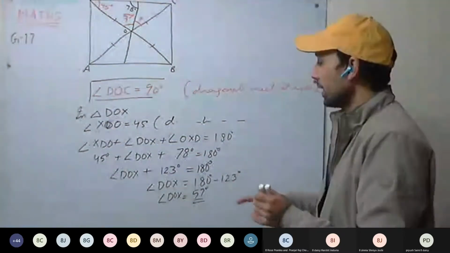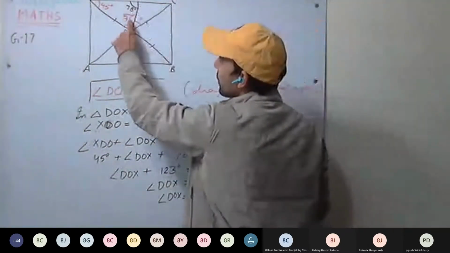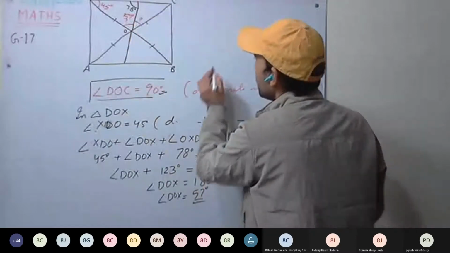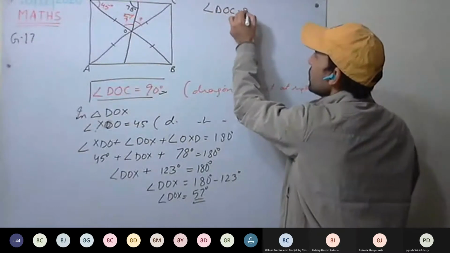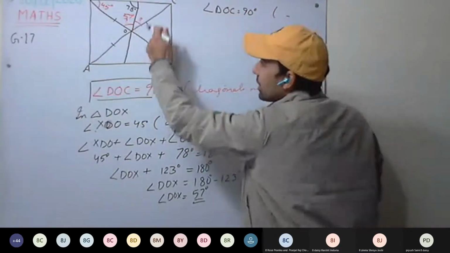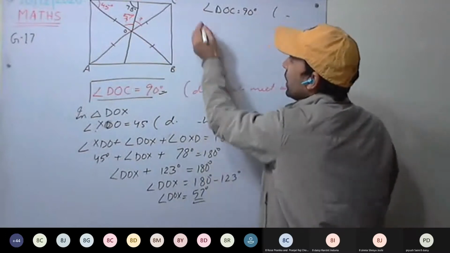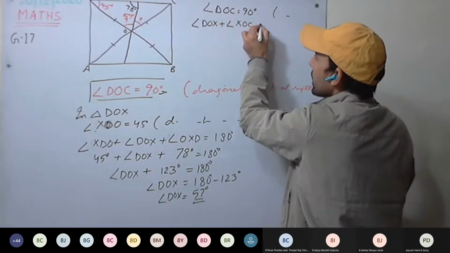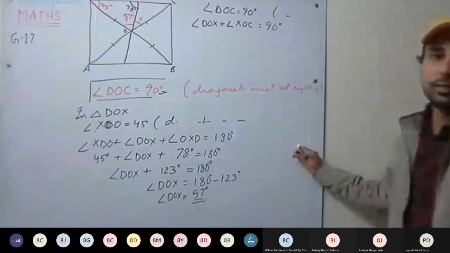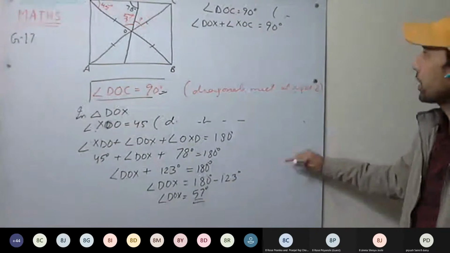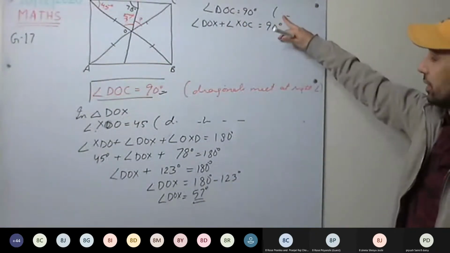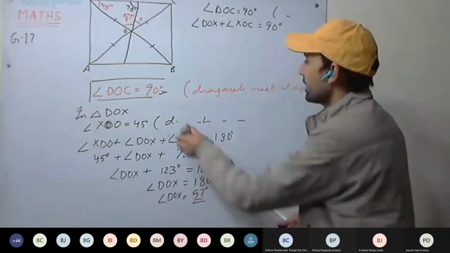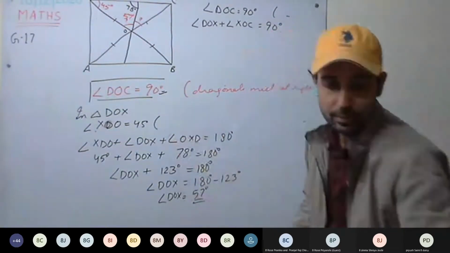Okay, so see here, angle DOX we have calculated 57 degrees. This angle we can easily calculate. So this we have already written. So next step, angle DOC equal to 90 degrees. Reason, diagonals meet at right angle. Okay, so angle DOX plus angle XOC equal to 90 degrees. So what you write in the second bracket? Here you have to write diagonals bisect the angle.